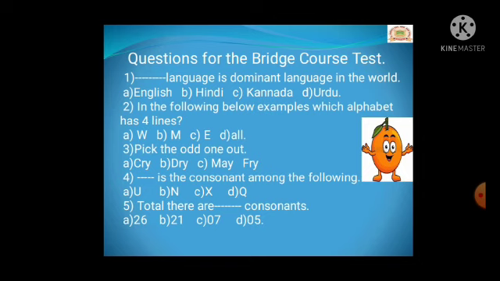Second one, in the following examples, which alphabet has 4 lines? 4 options are given here: W, M, E, or all.